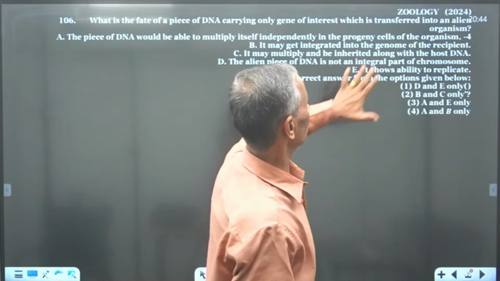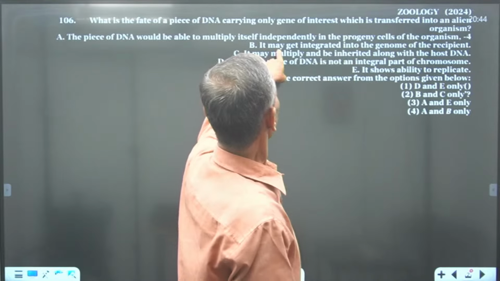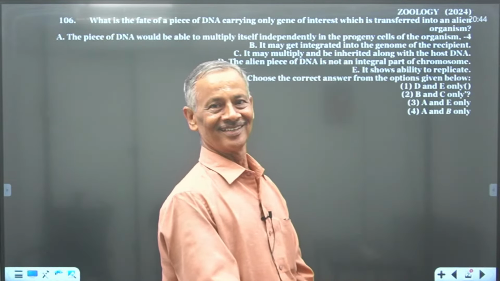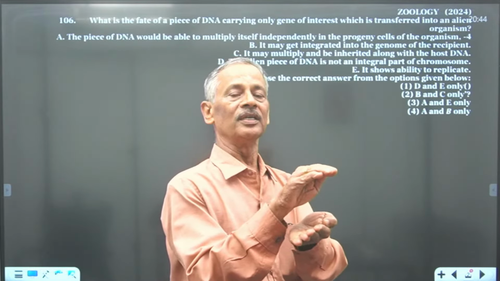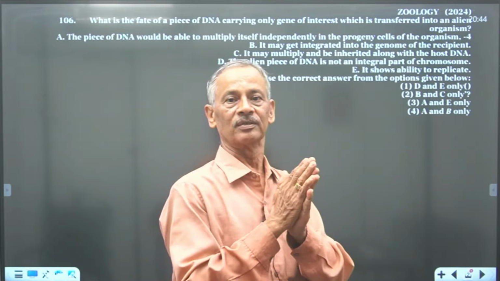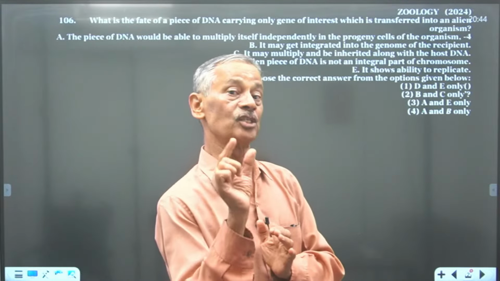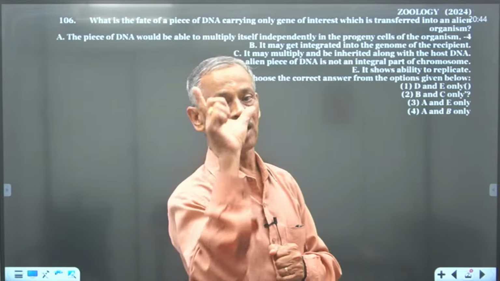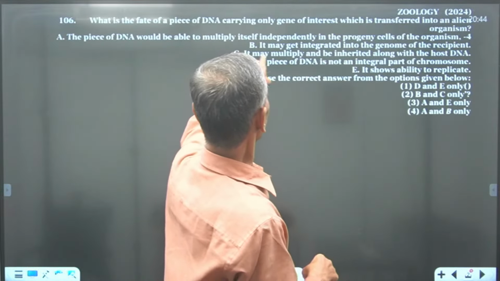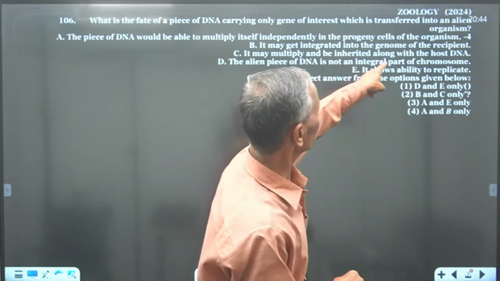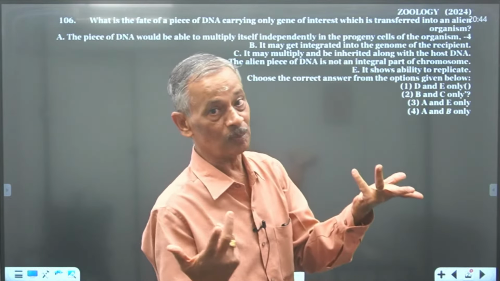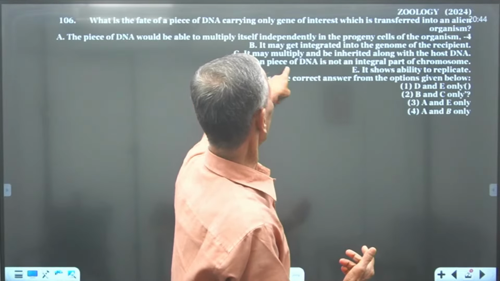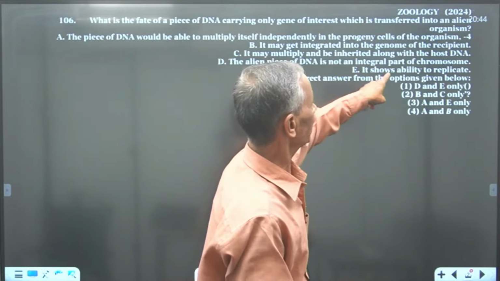Independently in the progeny cells, no. It may get integrated into the genome of the recipient, provided it has that ability, as in the case of the Ti plasmid. It may multiply and be inherited along with the host DNA. It cannot multiply on its own. Normally it is lost. The alien piece of DNA is not an integral part of the chromosome.